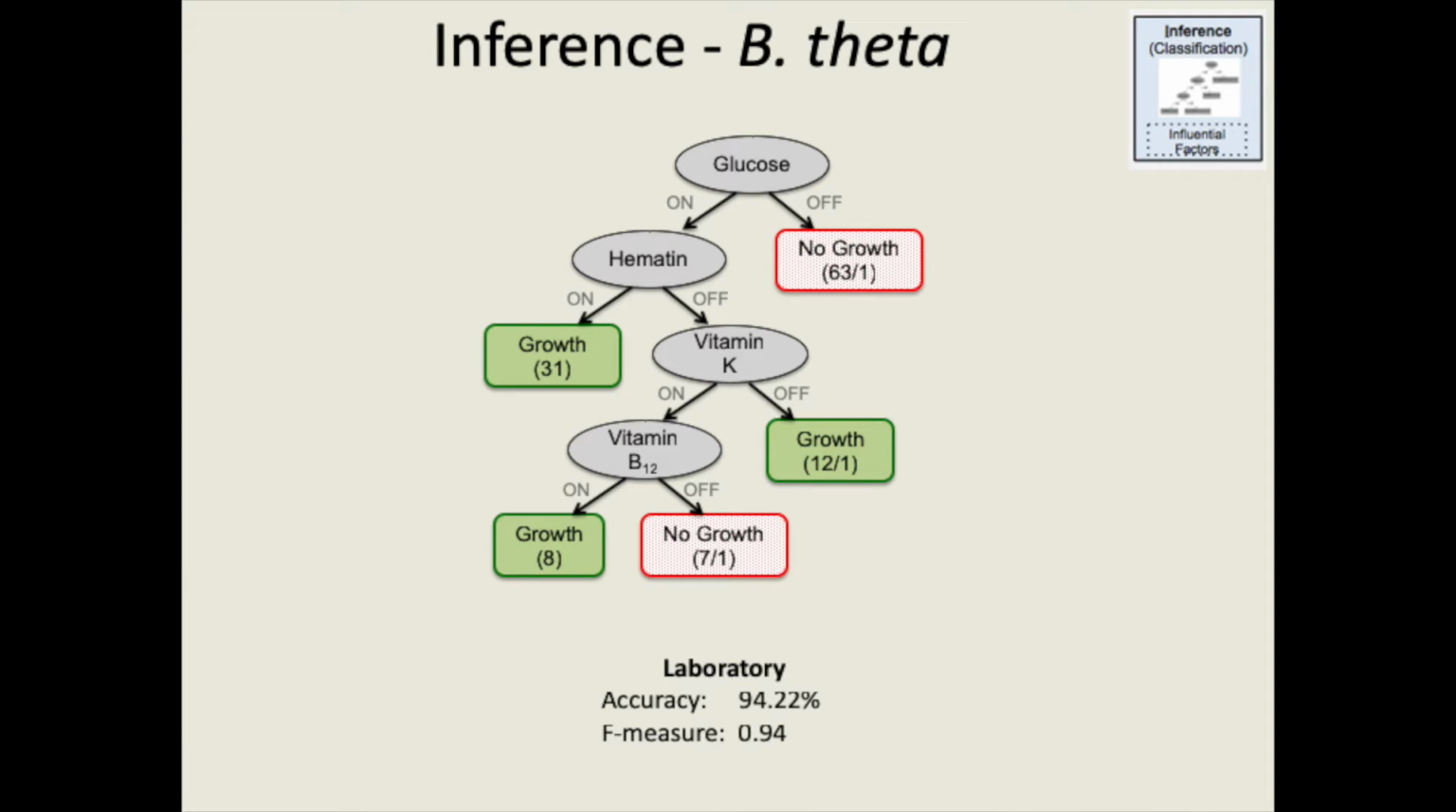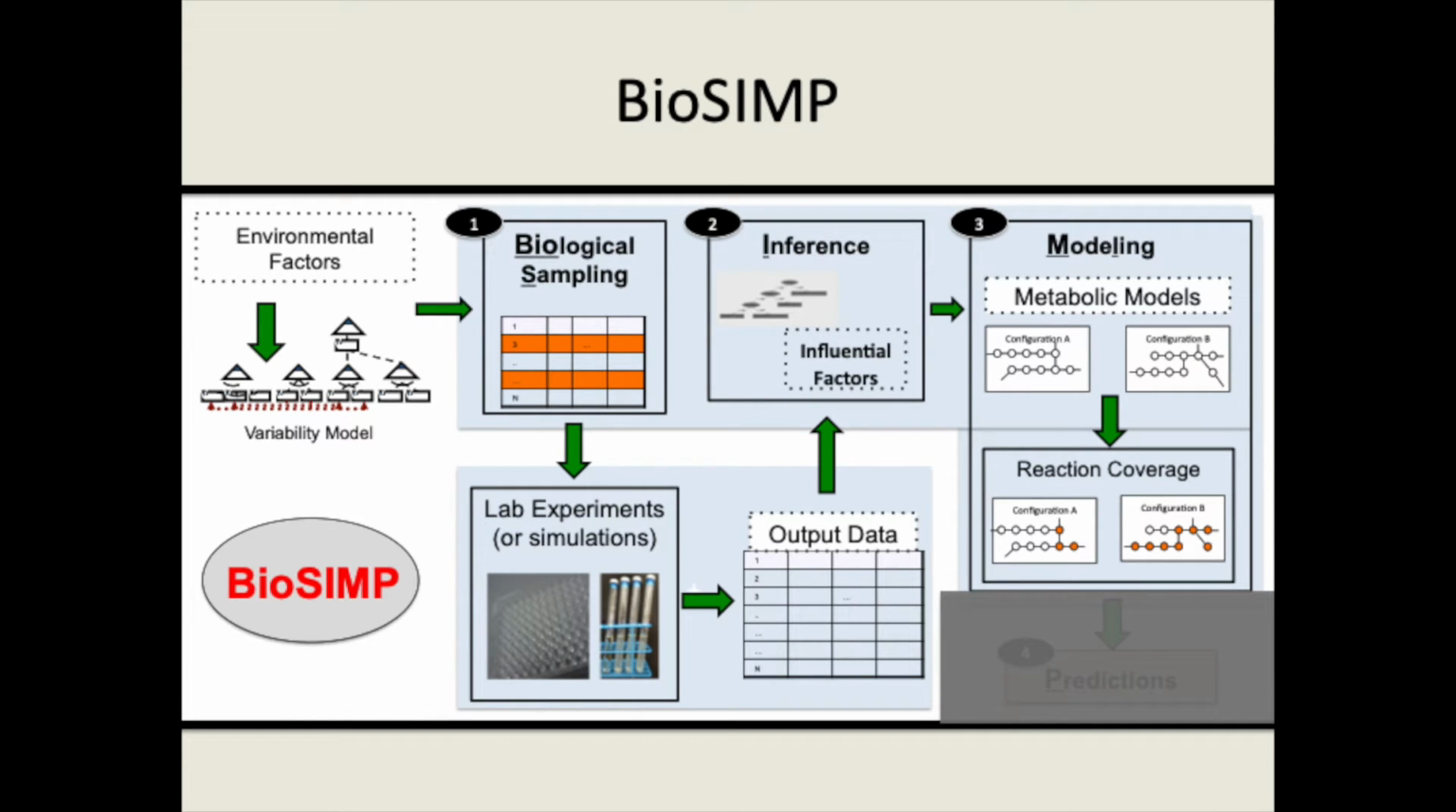Here we see the classification tree for B theta on the laboratory data. We can see that glucose is the most important factor. Without it, B theta will not grow. The next most important factor is hematin. With it, B theta will grow. And without it, it depends on the interaction between vitamins K and B12. So note here that we started with 7 factors and reduced it to only 4 that influence the growth of B theta.